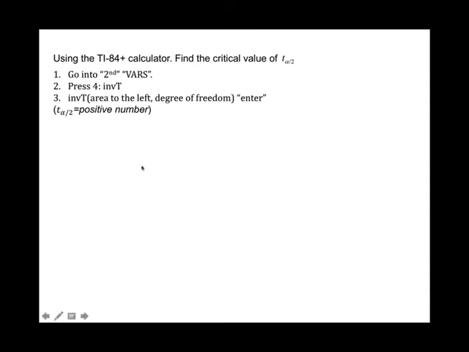I already posted a YouTube video to teach you how to do the programming for the inverse t. Again, if you're using the TI-83 Plus or TI-83 calculator, you need to do the programming in order to use the inverse t here. If you're using the TI-84 Plus calculator, you will be fine. Just follow this instruction.